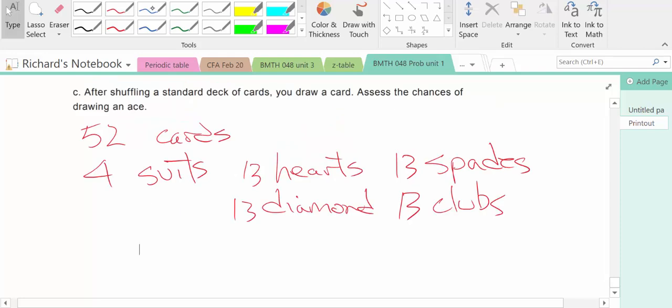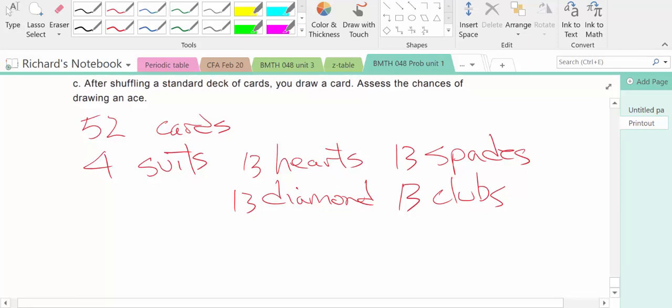Now, what this means is in a deck of cards, for something like a number 2, there are 4 different 2s. There's a 2 of hearts, a 2 of spades, a 2 of diamonds, or a 2 of clubs. In a similar way, there are 4 aces: an ace of hearts, an ace of diamonds, an ace of spades, an ace of clubs. This becomes important because we're going to be dealing with probability and cards later in the course.